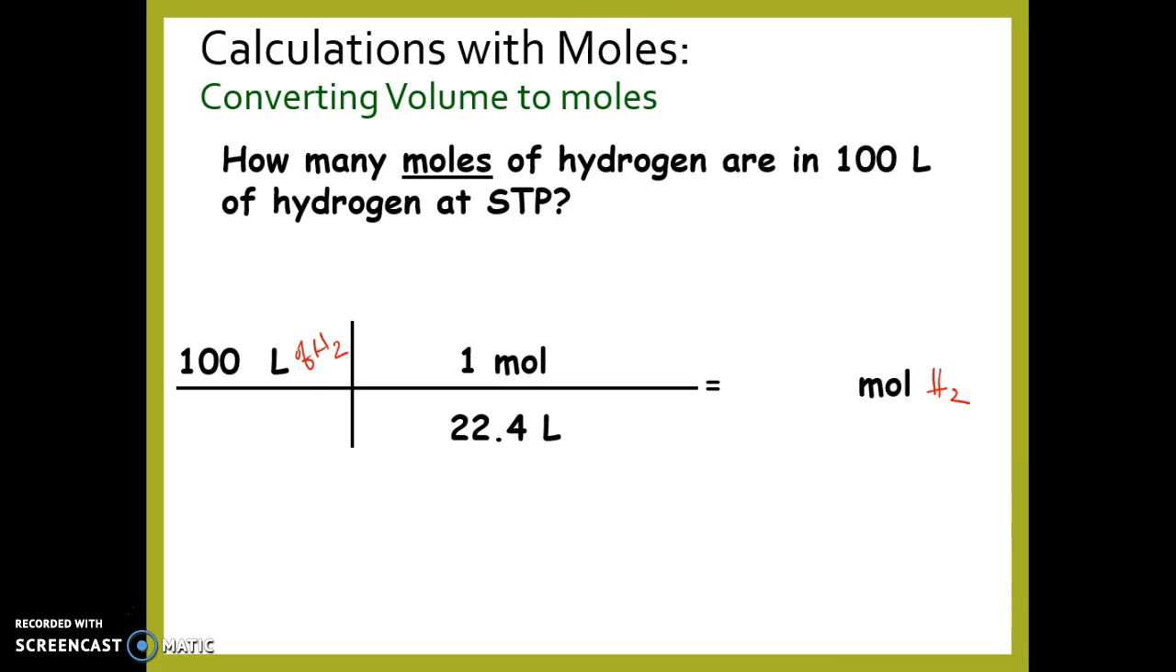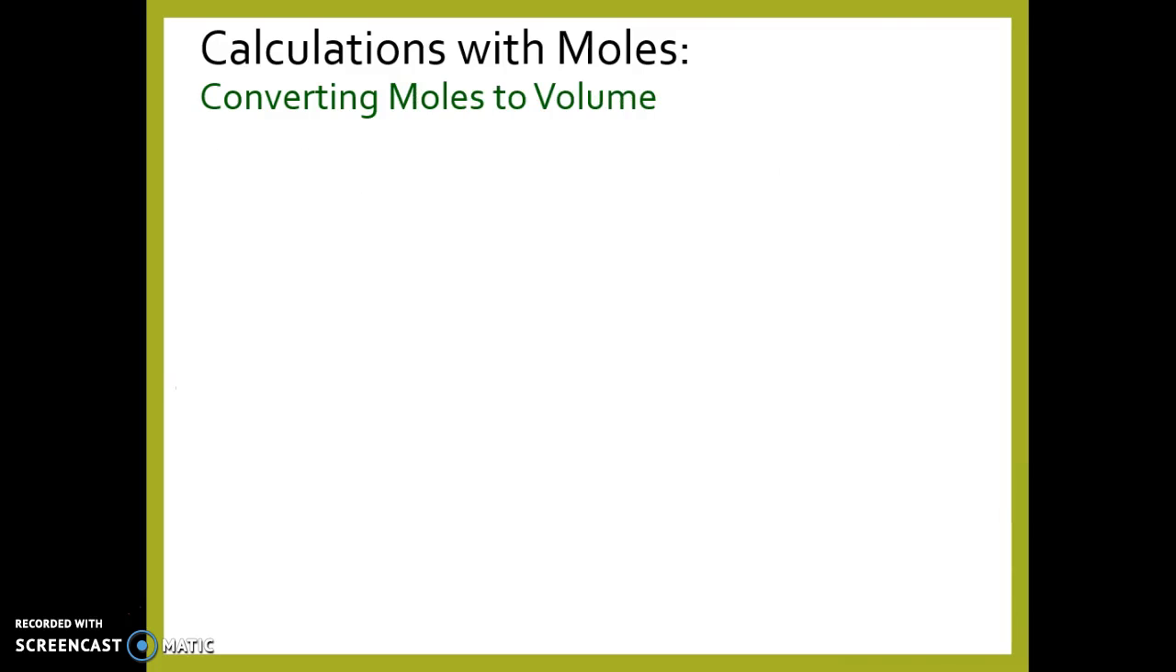So we have 100 times 1 divided by 22.4, and that's going to cancel liters out, and that's going to give us 4.64. Now I'm going to check that too because I just want to make sure that my math was right when I did this. That's exactly right. Okay. So next problem.